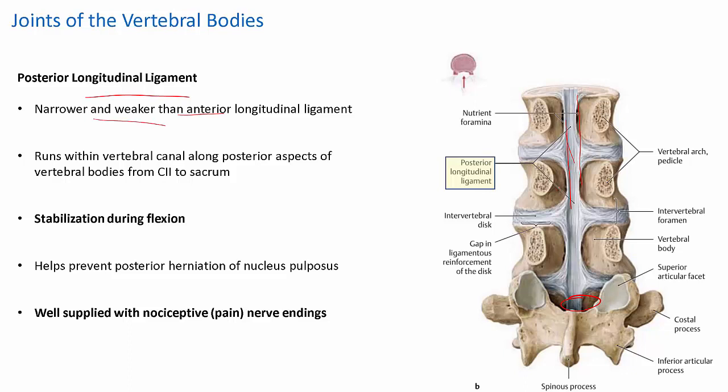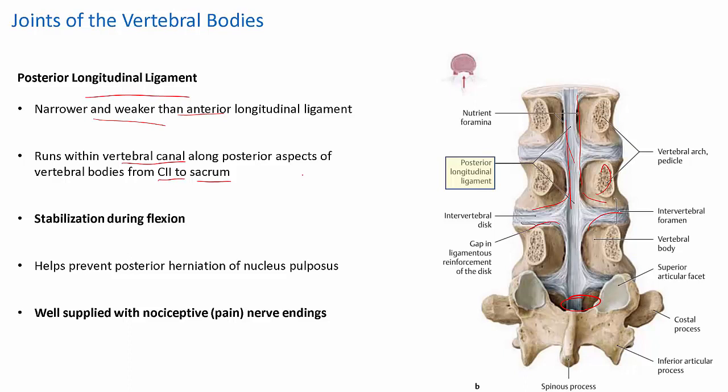And it will have areas where it starts to come out laterally in between the pedicles. So these are the pedicles that are sticking up. And you're going to see this stabilizing the vertebral bodies from the back. So this is within the vertebral canal on the posterior aspect. And this is going to go pretty much from the second cervical vertebra all the way down to the sacrum. So almost all the way, not quite up to the foramen magnum like we saw with the anterior longitudinal ligament, but it will be on the posterior side.